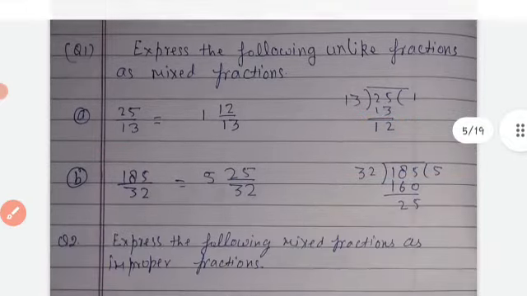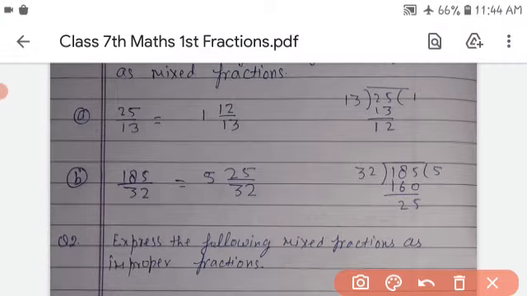Next part, 185 upon 32. Again divide by 32, 5 times 32 is 160. Now the remainder is 25. Now 5 whole number 25 upon 32 is the answer.